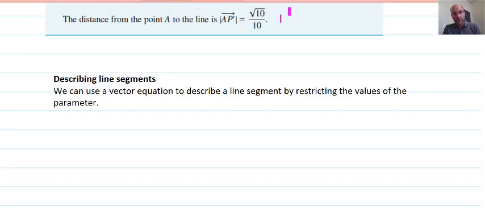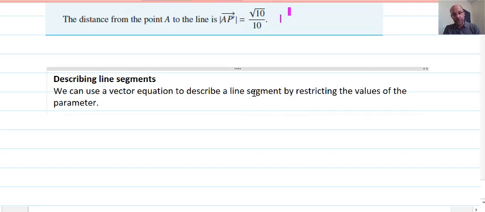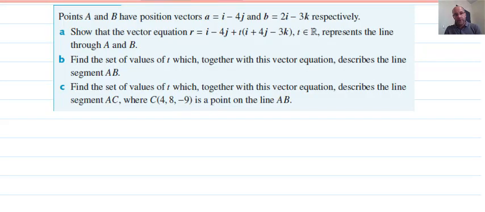Lastly, describing line segments, we use a vector equation and we restrict the values of the parameter because a line segment is part of a line, therefore we need to restrict parameter t or whatever the parameter is. So here's an example of that. To finish things off, we've got A and B, and they've got position vectors a and b lowercase, and we need to show that the vector equation given there represents the line through A and B, which is quite straightforward. Let's do that first.